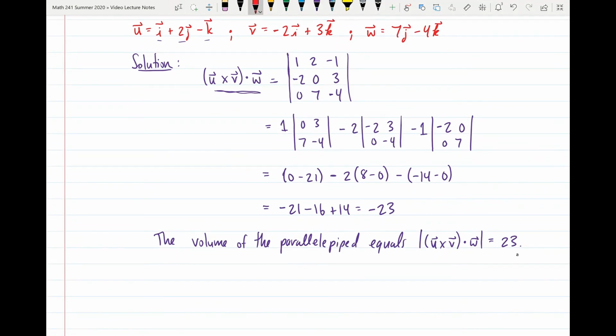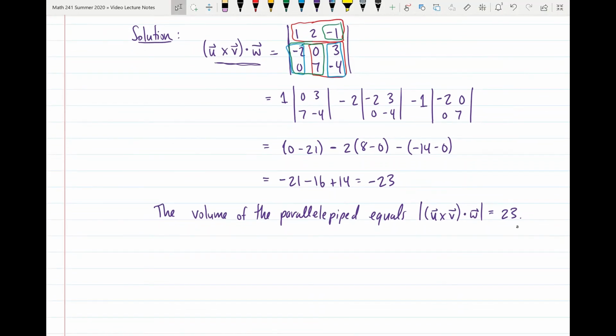So we're going to expand along the top row, along 1, 2, -1. And we get a 1 times the determinant of the 2 by 2 matrix 0, 3, 7, -4, -2 times the determinant of the matrix -2, 3, 0, -4. And then lastly, we get a -1, which is this term up here, multiplied by the 2 by 2 matrix -2, 0, and 0, 7 for the second row in that matrix.